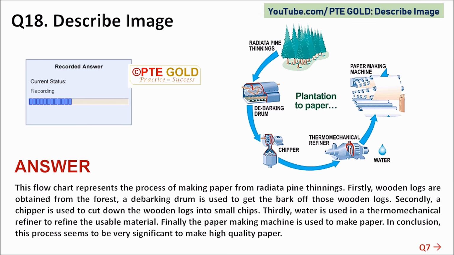Thirdly, water is used in a thermomechanical refiner to refine the usable material. Finally, the paper-making machine is used to make paper. In conclusion, this process seems to be very significant to make high-quality paper.